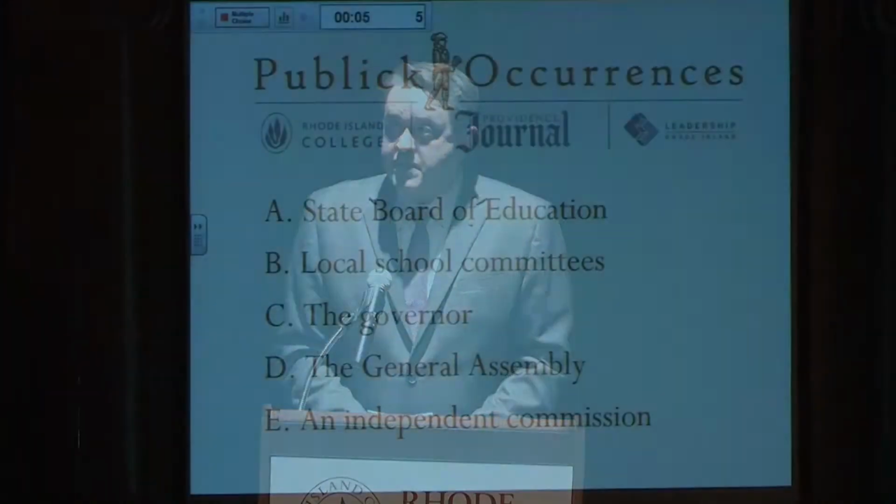Okay, thank you, Kevin. We're going to move on to panel 3 to get a little context here. You have an iClicker question. Who should decide what kind of schools will be built? State Board of Education, local school committees, the governor, the General Assembly, or an independent commission. Lots of choices this time.